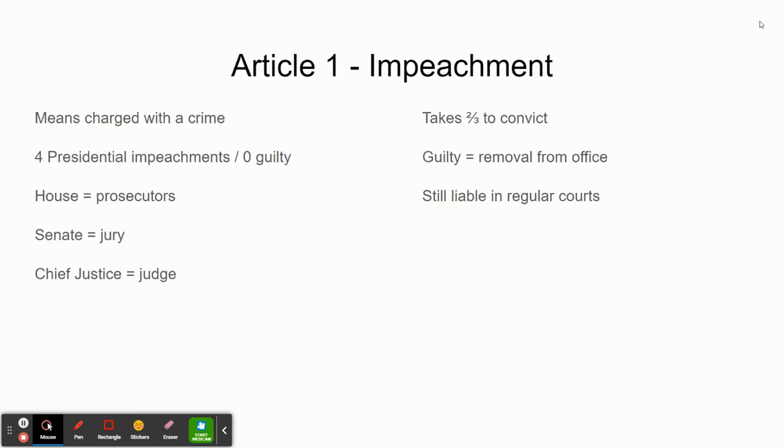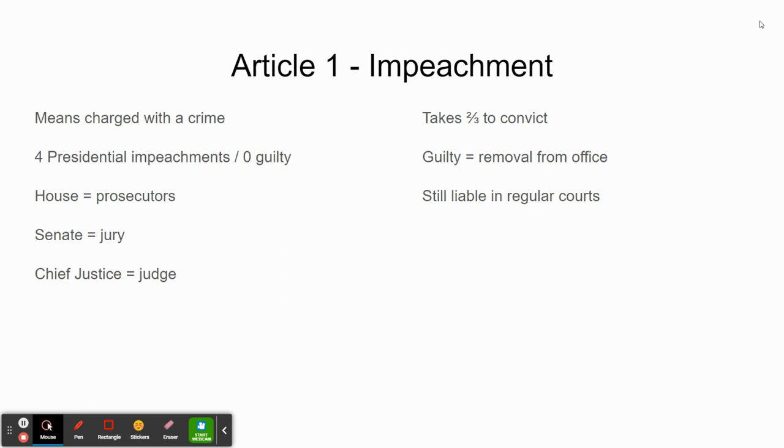Article 1 also talks about impeachment. And remember, impeachment is not removal from office, it's merely being charged with a crime. There have been 4 presidential impeachments in American history. None of the 4 resulted in a guilty verdict. The House of Representatives accuses the executive, and they act as the prosecutors. They present the case against.